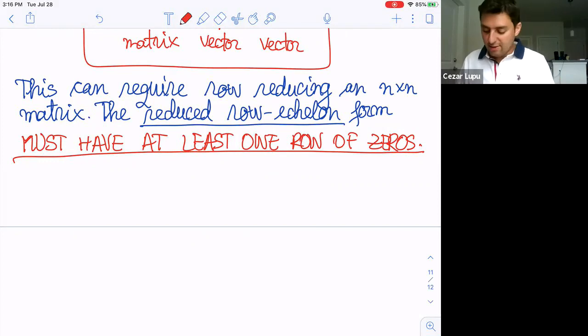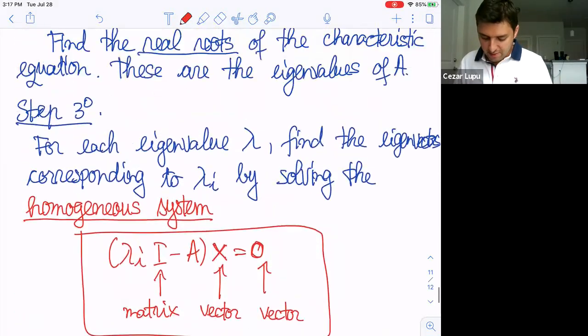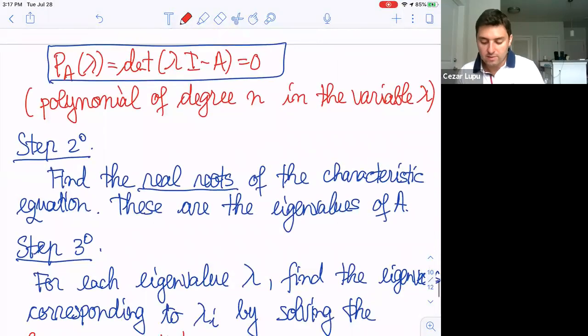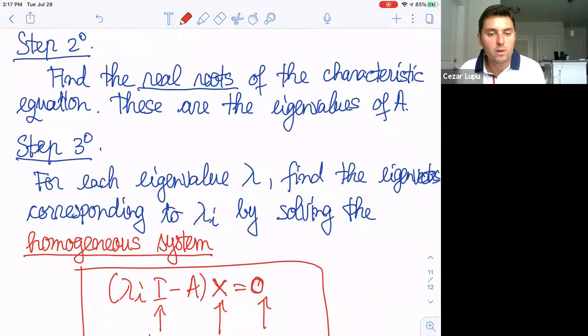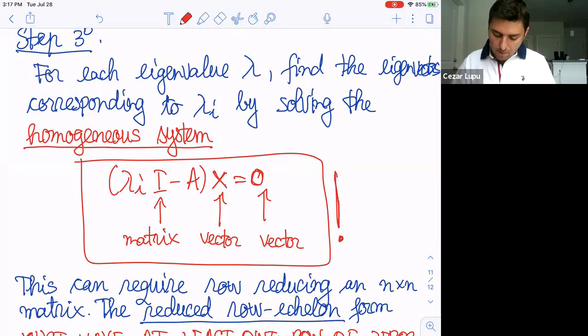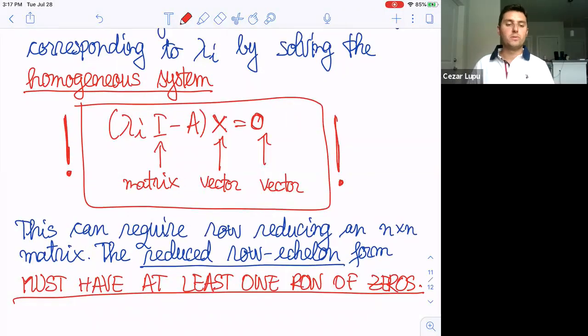All right. So that's the strategy. I want you to look at it again. The general strategy has 3 steps. Once again, in the first step, you set up the characteristic equation: the determinant of lambda times the identity minus A, set equal to 0. You find the eigenvalues, lambdas. That is step 2. And for step 3, for each real root that you found in the previous step, you find the corresponding eigenvectors by solving the homogeneous system, which is this one right here. And again, this requires you to row reduce some matrices, and you reduce them in such a way that they obey this. In other words, they must have at least one row of zeros.